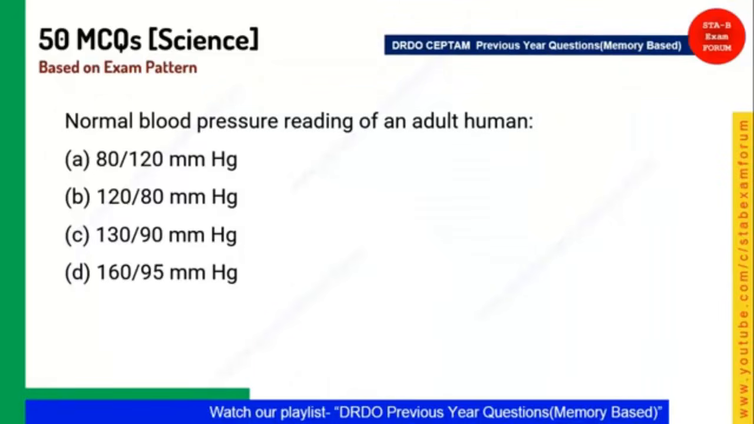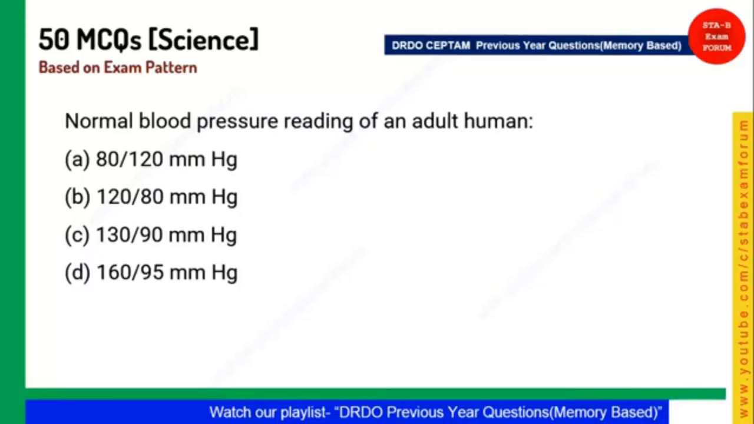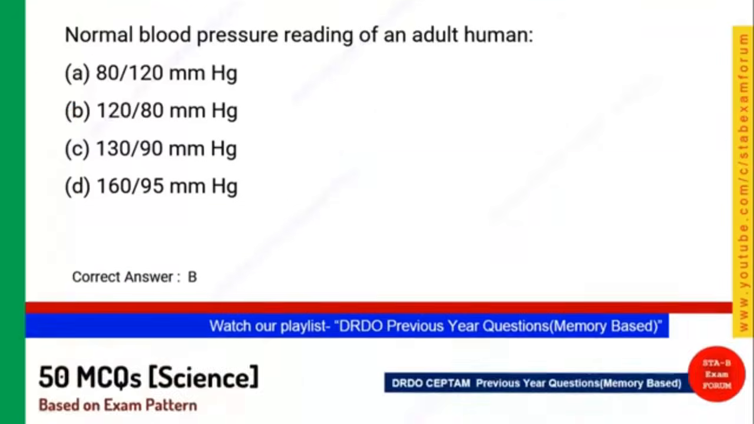Now we have a lot of pressure while exam. Okay, so what is the normal blood pressure reading of an adult human? If you have a very good heart pressure, mine is not very normal, so the answer is 120 by 80 mmHg. Okay, millimeter of mercury. Hg is mercury. Option B is the correct answer.